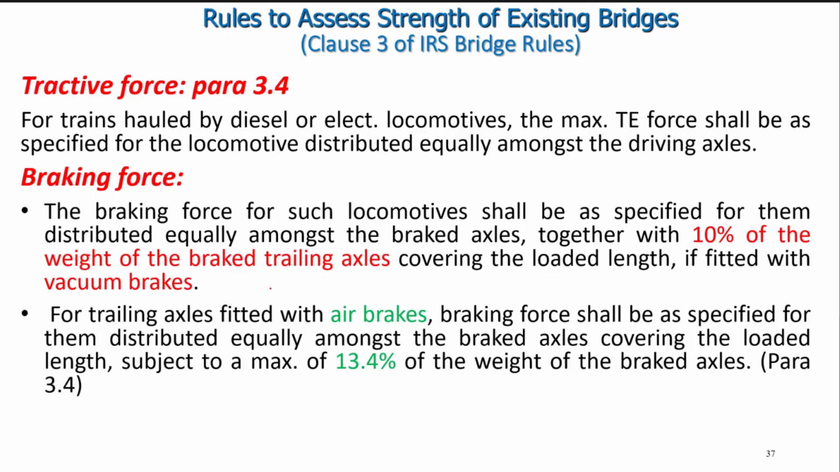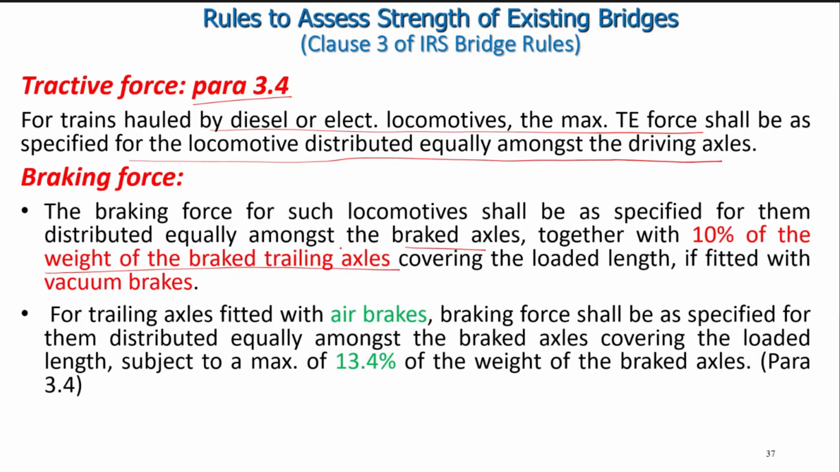Next, the para for the tractive force. Para 3.4 says that for a train hauled by a diesel or electric motor, the tractive force shall be as specified for the locomotive, distributed equally among the tractive or driving axles. Braking force is as specified for the locomotive, distributed equally among the braked axles, together with 10% of the weight of the braked trailing axles. So the braking force is taken by all axles, including the wagons also.